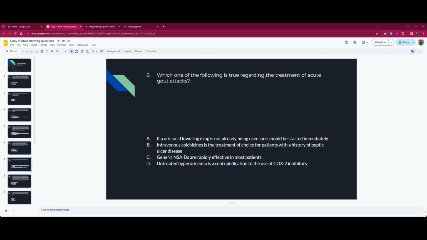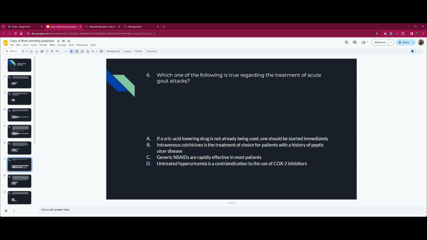Question number 6. Which one of the following is true regarding the treatment of acute gout attacks? If a uric acid lowering drug is not already being used, one should be started immediately. IV colchicine is the treatment of choice for the patient with peptic ulcer disease.